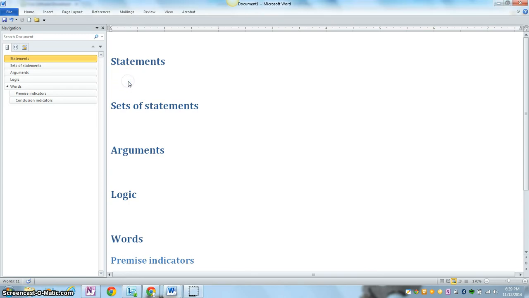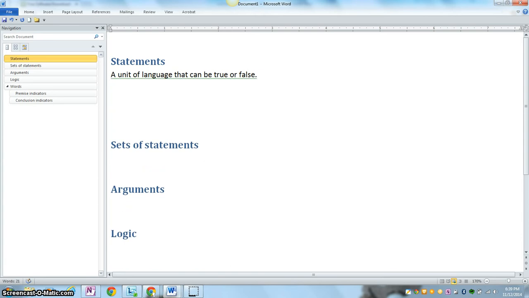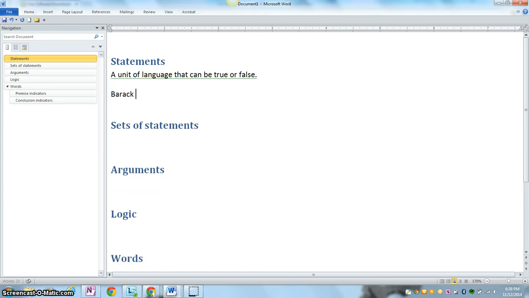I think it's easy to understand what a statement is. A statement is basically a unit of language that can be true or false. So, for example, Barack Obama is the current US president. This is a statement. It corresponds to the definition, a unit of language that can be true or false.